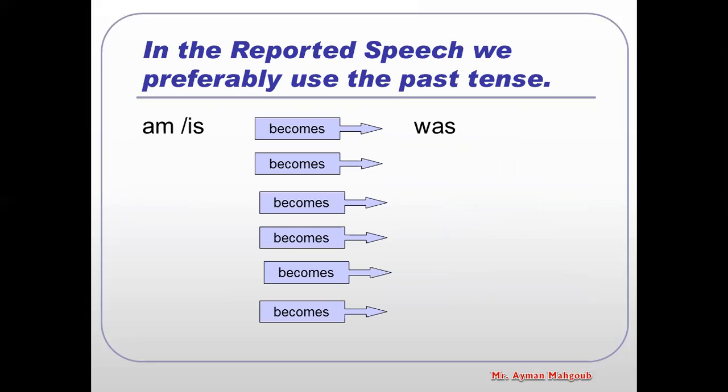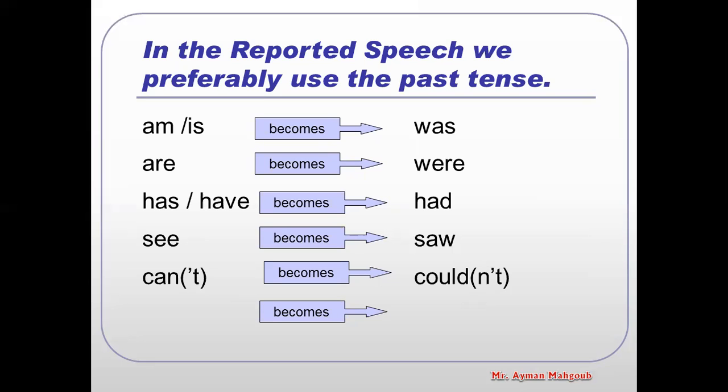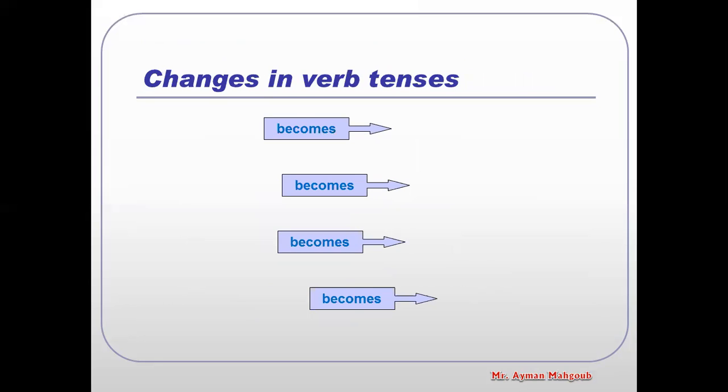Am and is become was. Are becomes were. Have and has become had. See or any verb in the present becomes past. Can becomes could, so can't becomes couldn't. Will becomes would, won't becomes wouldn't. So in the change of verb tenses, we can say that any present becomes past, but of the same form, of the same type.